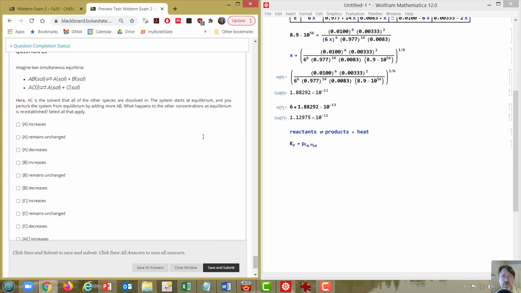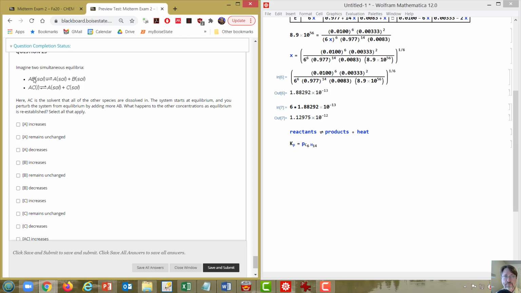Question 23, two simultaneous equilibria. We have AB in equilibrium with A separated from B. We have AC in equilibrium with A separated from C. Here, AC is the solvent that all the other species are dissolved in. The system starts at a simultaneous equilibrium, and so we perturb the system from equilibrium by adding more AB to the sample. What happens to the other concentrations?